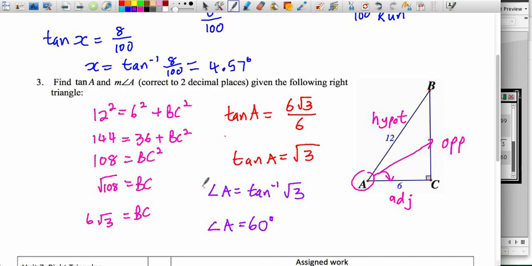Of course, it's a little harder to recognize if we had left it as square root of 108. That would not have affected the answer in any way, shape or form. If we had entered that into the calculator as arctan of square root 108 over 6, it would have produced exactly the same answer.